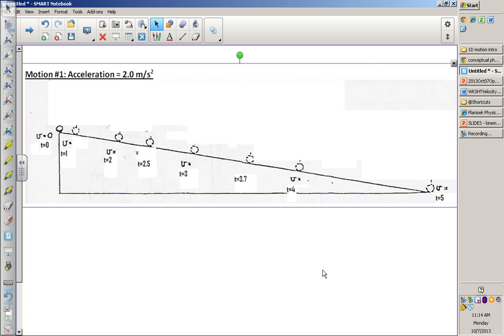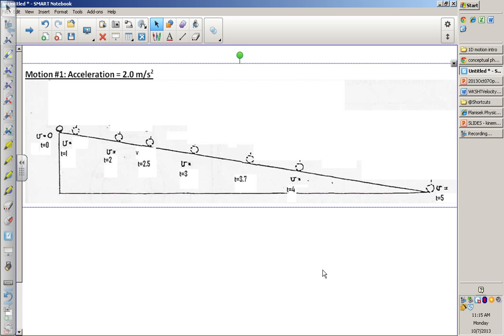Let's skip this one, okay? Let's go straight to 3 seconds. What's the velocity going to be after 3 seconds then? It's going to be 6. Okay? Let's skip 3.7 and go straight to 4. The velocity at that point is going to be what? 8. All right. And then at 5 seconds, when it reaches the end of the ramp, after 5 seconds, it reaches the bottom of the ramp, and how fast will it be going at the bottom of the ramp? 10.